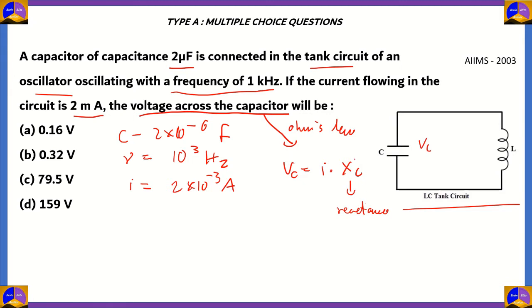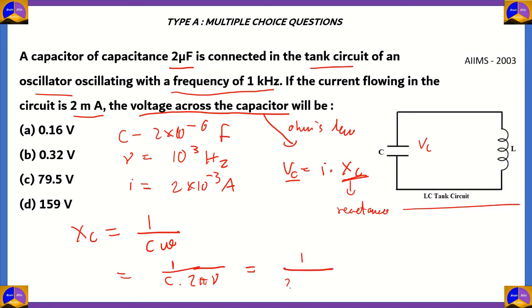So in order to find VC, which is our quantity required, we need to find the value of XC, or the capacitive reactance. And the value for capacitive reactance is equal to 1 by C omega. And omega, which is angular speed, can be written as 2 pi times the frequency. So now we have the capacitance and the frequency. Let's plug in the values. So 1 by 2 into 10 raised to minus 6 into 2 pi into 10 cube.